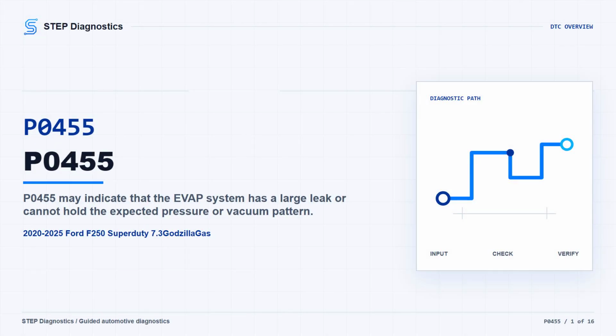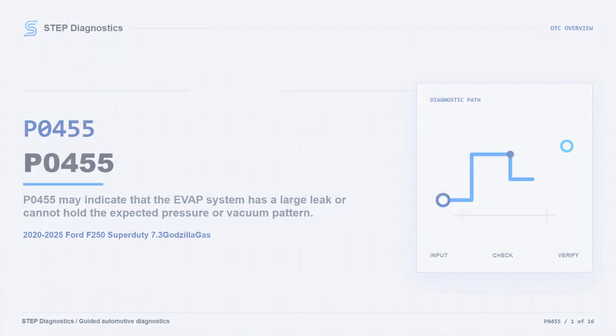On this 2020 to 2025 F250 with the 7.3 gas engine, P0455 points to an EVAP system large leak fault. In plain terms, the PCM may be seeing that the fuel vapor system cannot hold the pressure or vacuum pattern it expects. The truck may drive normally, and the driver may only notice the check engine light.